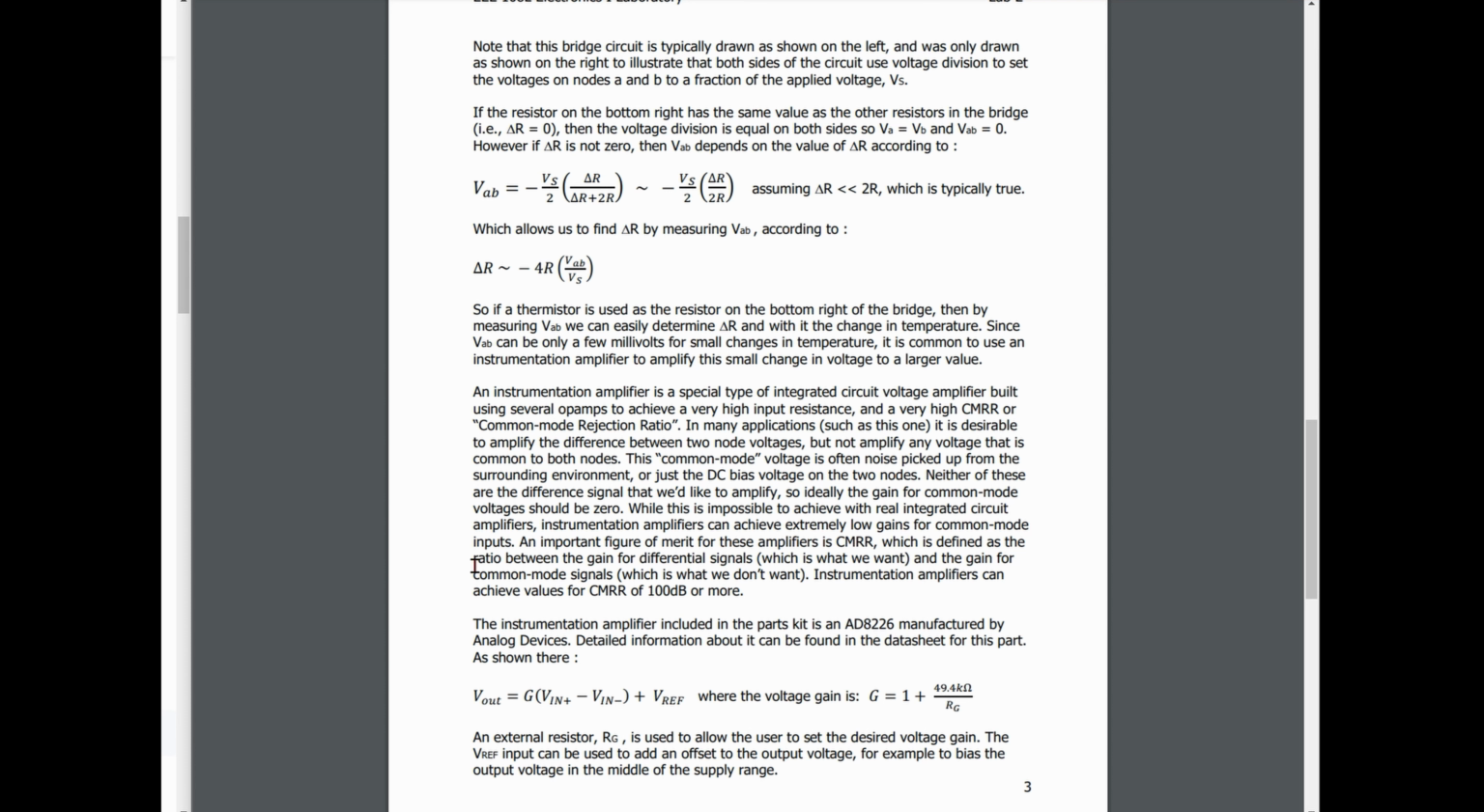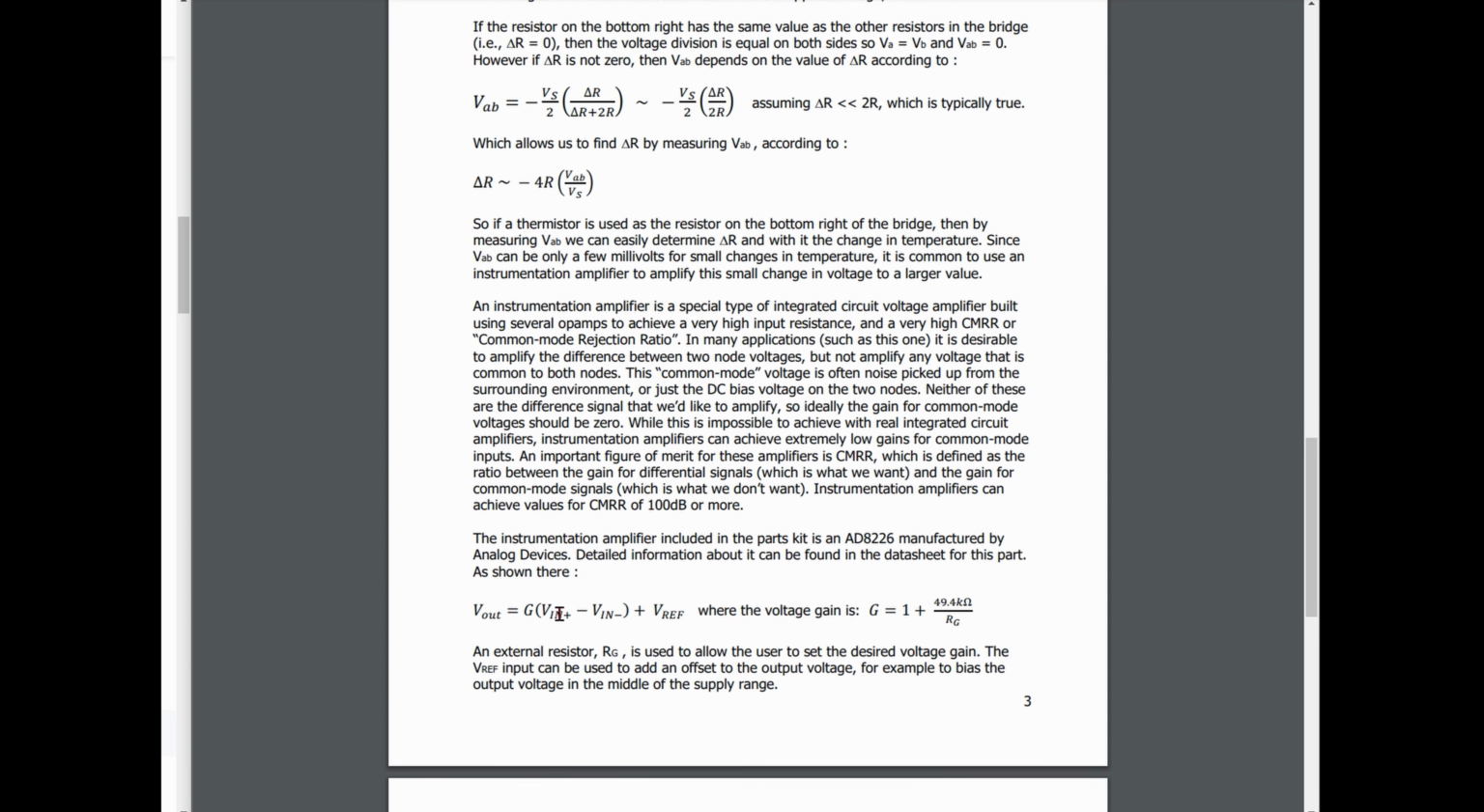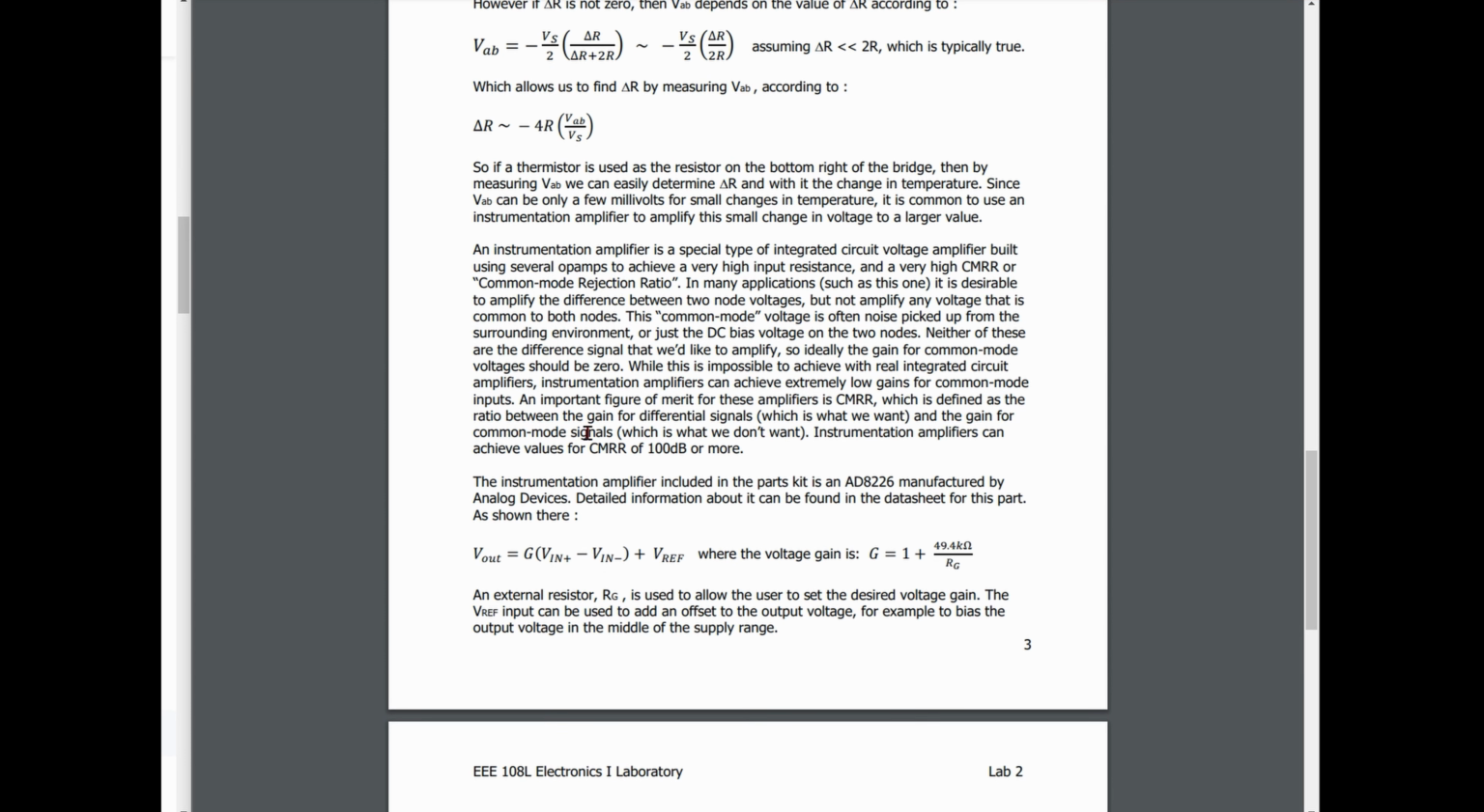low gains for common mode inputs, and an important figure of merit for these amplifiers is CMRR, which is defined as the ratio between the gain for differential signals, and this is what we want, and the gain for common mode signals, which is what we don't want. So instrumentation amplifiers can achieve values of CMRR of 100 dB or more. And that is just that whole paragraph right there.